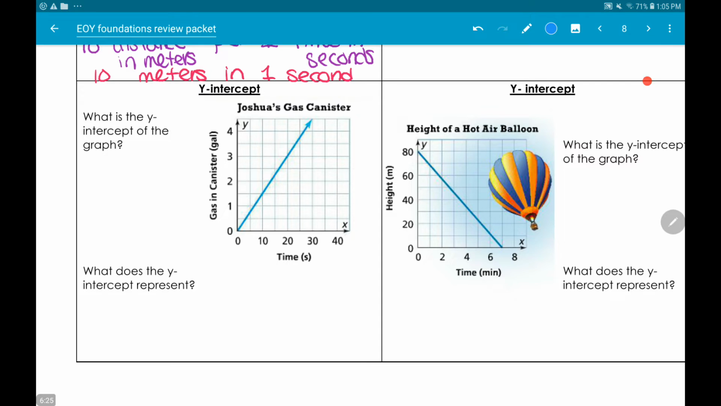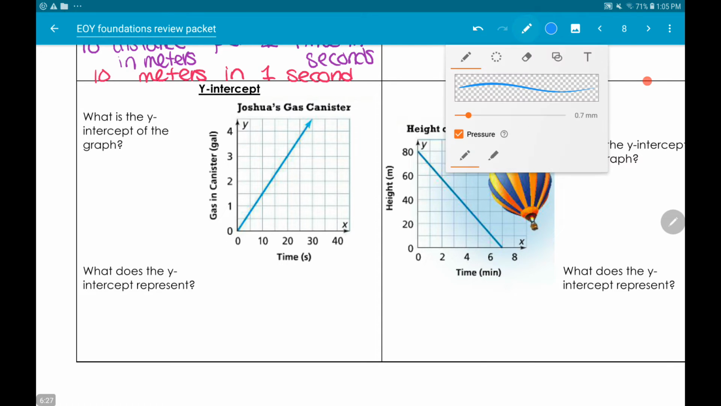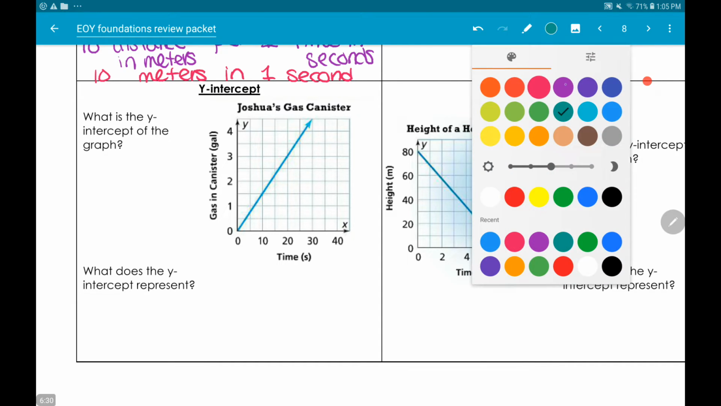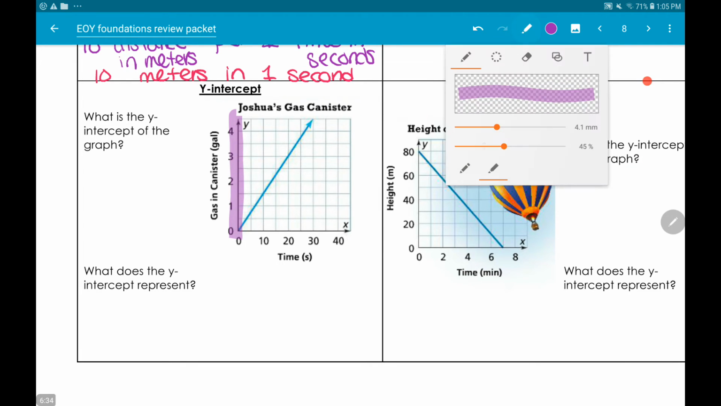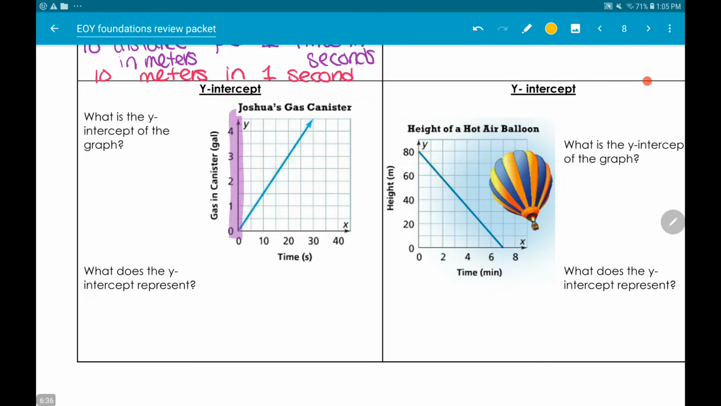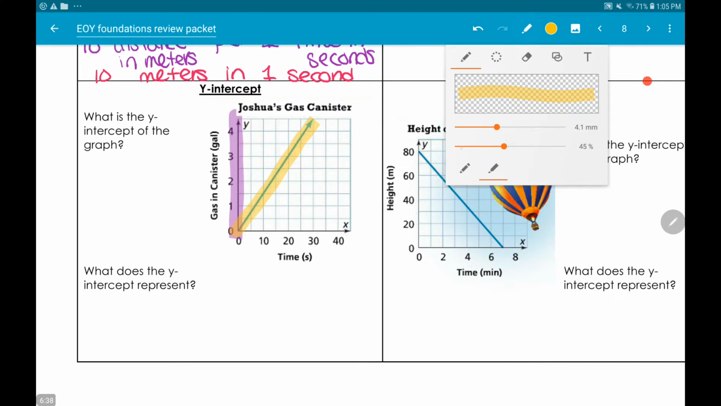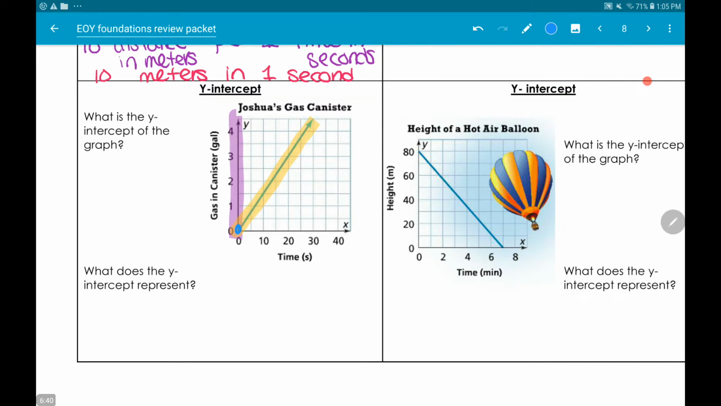Alright, let's keep it moving. Y-intercept. What is the y-intercept of the graph? So we have it on a graph. So where is it crossing the y-axis? This is my y-axis. This is my line. Where are they intersecting? They are intersecting right here. So my y-intercept is 0.